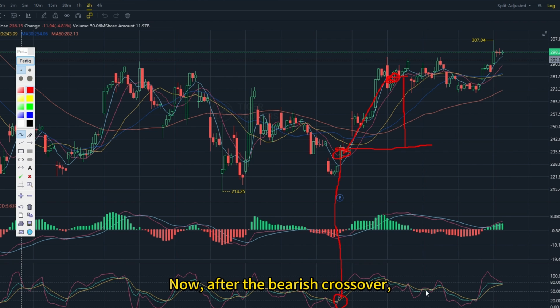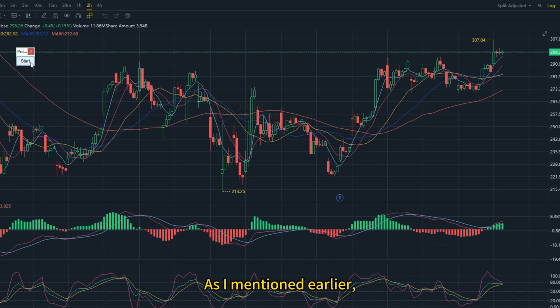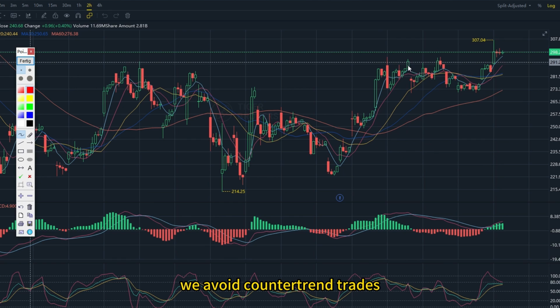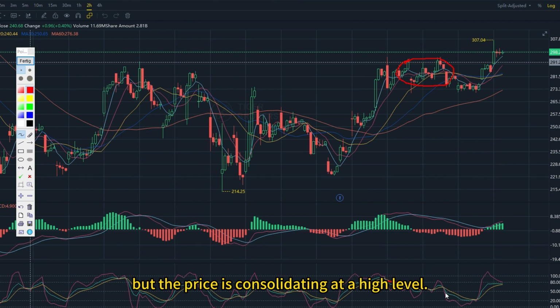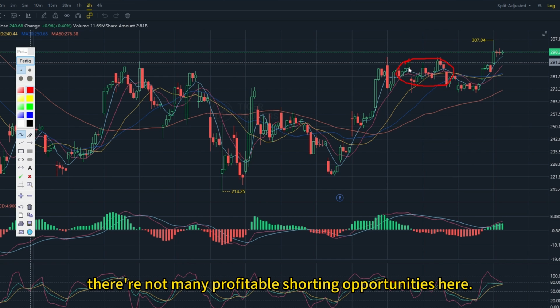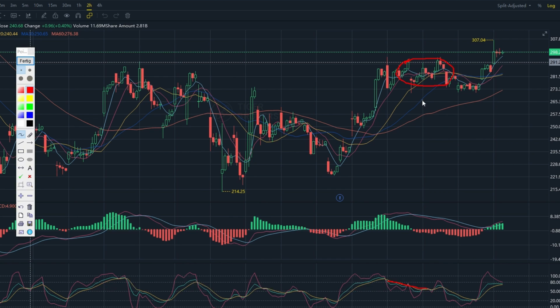Now, after the bearish crossover, should we continue trading? No, why not? As I mentioned earlier, we avoid counter-trend trades to minimize risk. Now, look at this point. Although we see a bearish crossover, the market is still in consolidation. Pay attention here. Indicators are adjusting, but the price is consolidating at a high level. So there are not many profitable shorting opportunities here. To maintain a high probability trading system, we filter out these counter-trend setups. Things like these with limited range and potential are excluded, right?